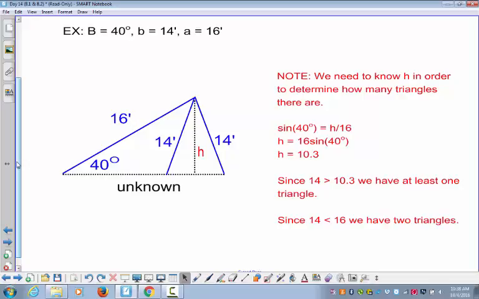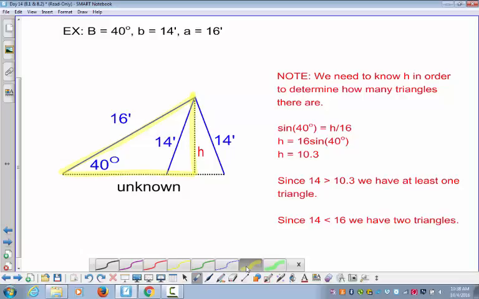Well, let's calculate the height of this triangle. And the height of this triangle we can calculate using right triangle trig. The height of that is h, which is the opposite side to that angle, 40 degrees. So we calculate the height. Sine of 40 will be h over the hypotenuse. And we calculate down until we get h is 10.3. So that second side is greater than 10.3. So we know we have at least one triangle.